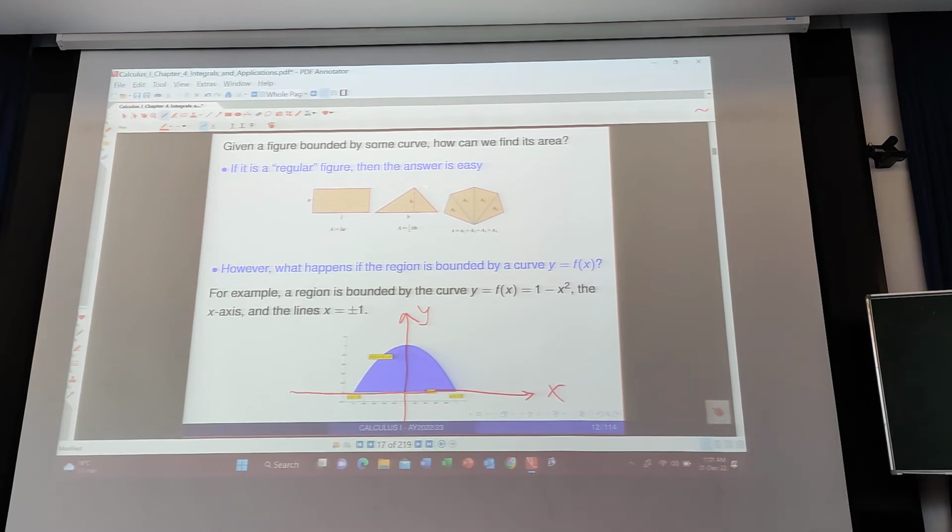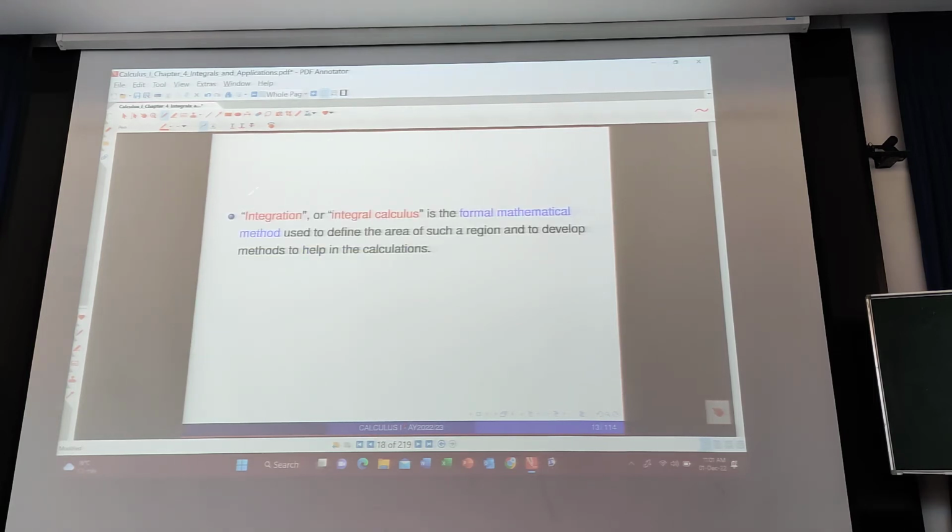Not such a form. We understand that this is symmetric, so this is twice of that part. But how to compute that part? Very difficult. And at the moment we don't know how to compute it. Right? So this is the motivation of the so-called integral. Integration or integral calculus is a formal mathematical method used to define the area of such a figure we talk about.